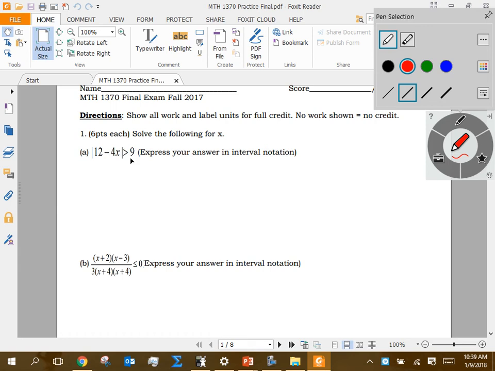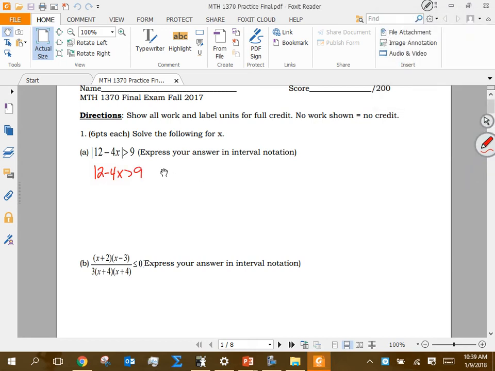First one, absolute value greater than 9. That's going to make us, if you remember, we have to do that portion, and then we write OR, and we do 12 minus 4x, but now we flip the inequality and then do the opposite of 9. Remember, we had a rule: if ax plus b is greater than c, then ax plus b is greater than c, or ax plus b is less than negative c. So that's all I've done here.